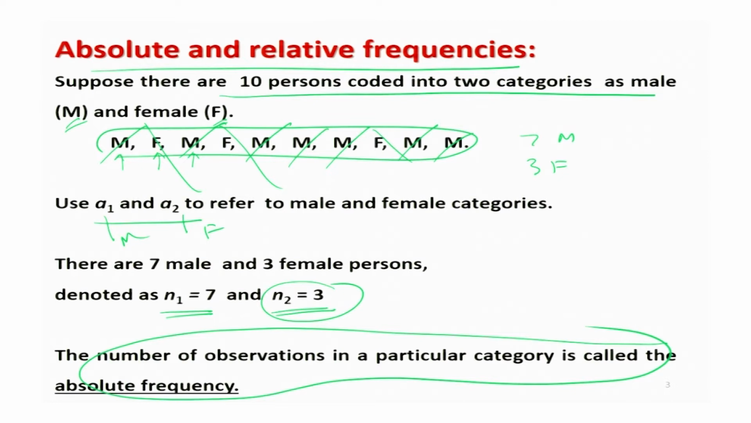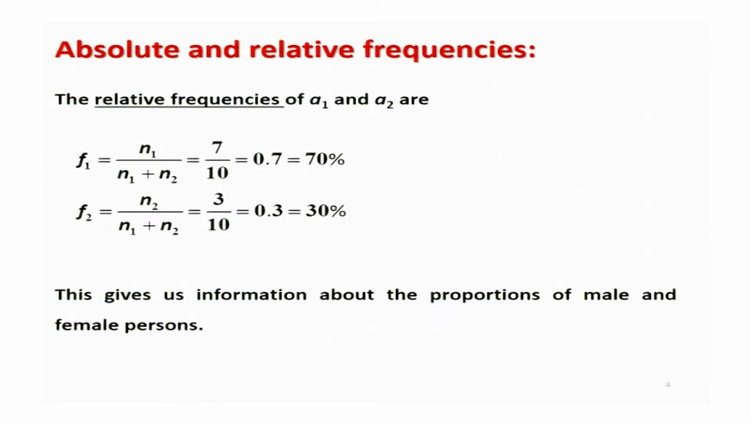So, for example, here you can see N1 equal to 7 and N2 equal to 3. They are the absolute frequencies of the classes A1 and A2, which are indicating the two categories male and female, right. Similarly, if you consider the proportion or percentage of these frequencies, that is called the relative frequencies. So, for example, we have here two classes A1 and A2.